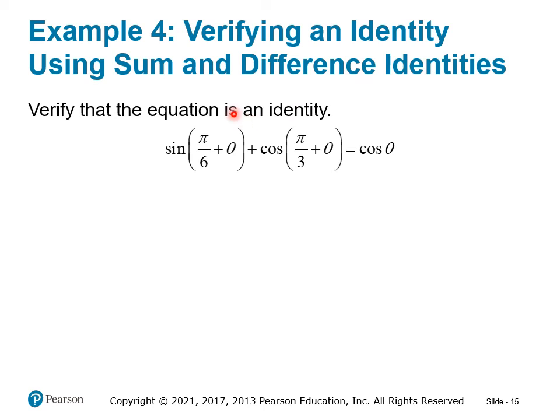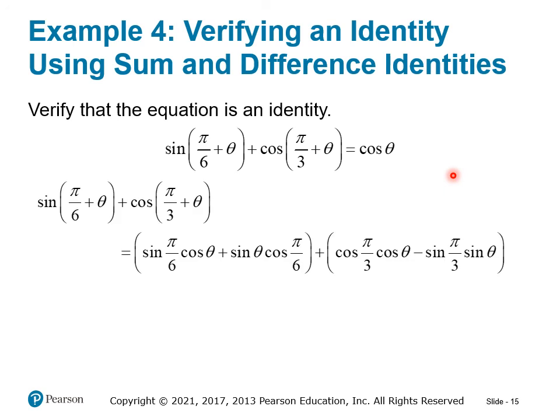So what we're going to do is use the sine sum identity and convert this sine of a sum of two angles, and we're also going to use the cosine sum identity and convert this, using the identity with these two different angles. And so we get that here. The sine is sine cosine.